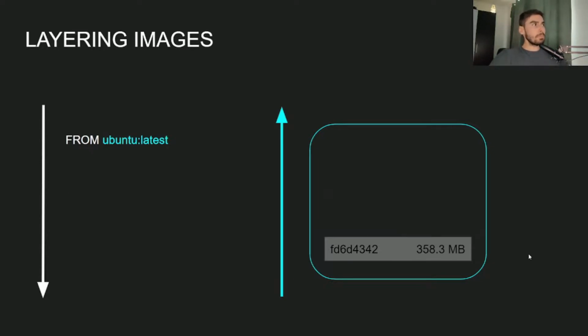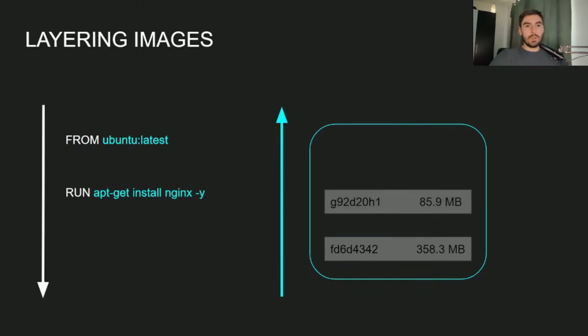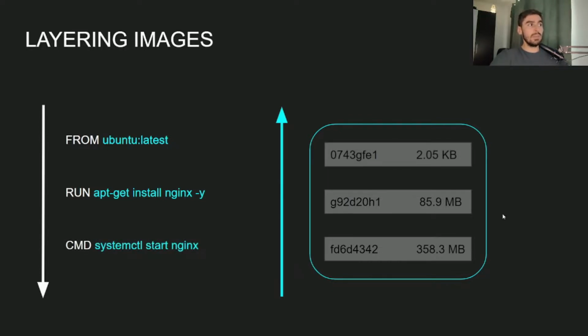And then let's try to install the nginx server, right? So we're running RUN apt-get install nginx -y for confirmation, and it's going to create a secondary layer on top of the first layer. This one is a lot smaller and has a different ID. And then the last command is CMD systemctl start nginx to start the nginx server, and this will also create a layer for us. So this is basically our image.